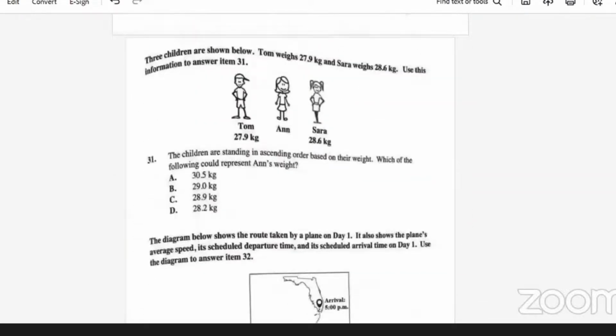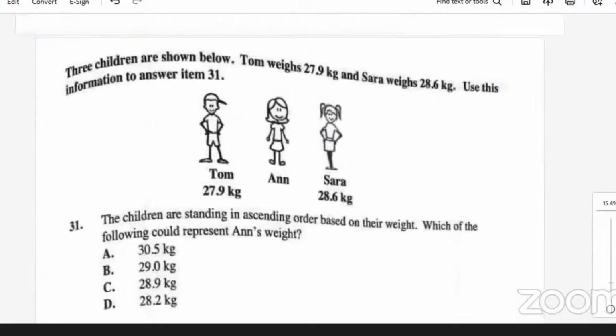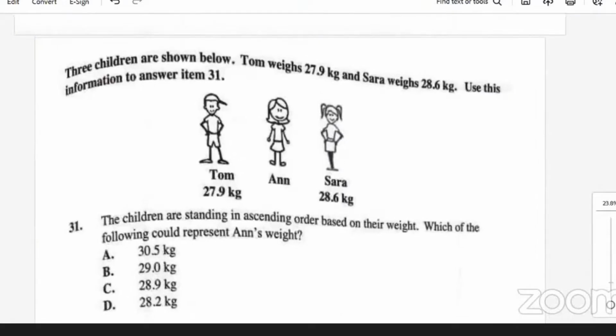Question 31. So we're at the last 10 questions on the paper, right? Let me make it a bit bigger again so that it's visible. All right, so 3 children are shown below. Tom weighs 27.9 kg and Sarah weighs 28.6 kg. Use this information to answer item 31. The children are standing in ascending order based on their weight. Which of the following would represent Anne's weight?